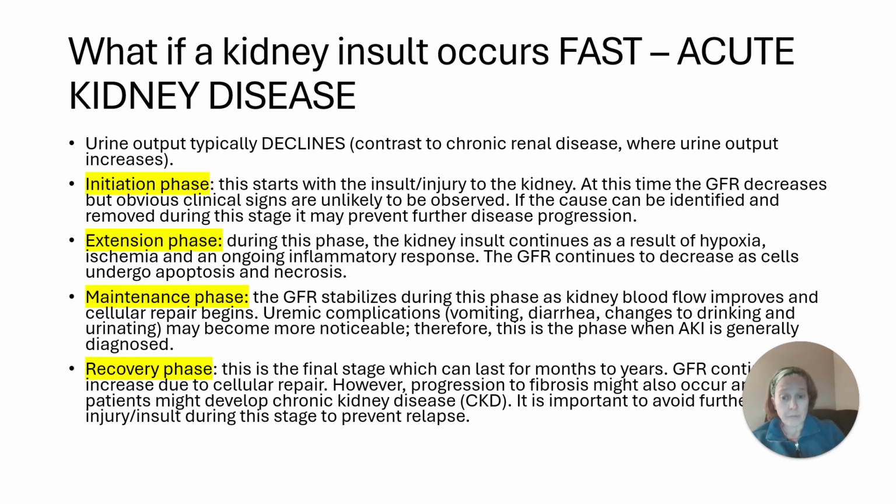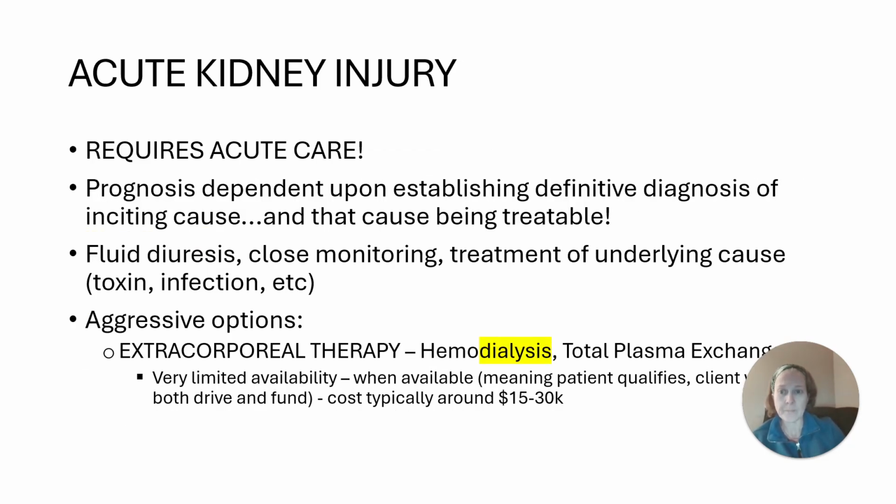And then we have the recovery phase, and this can last for months to years. Glomerular filtration continues to increase as cells start to repair themselves, but progression can also result in fibrosis or scarring of those kidneys. And so a lot of these patients that have some sort of acute kidney injury go on to develop some degree of chronic kidney disease. So it's really important that you take care of those kidneys for life after this type of event.